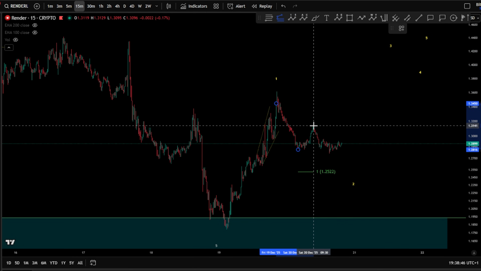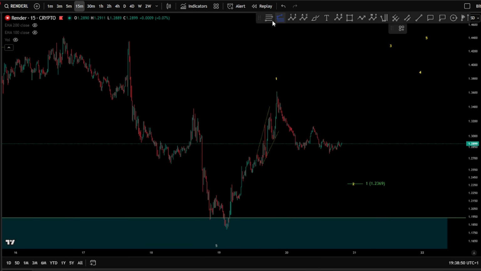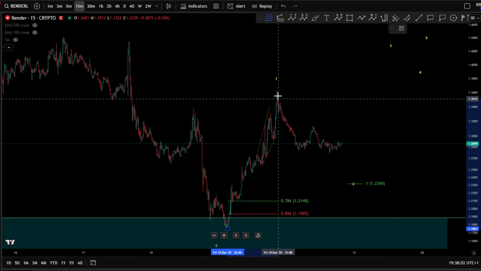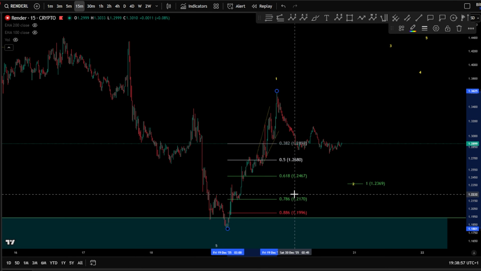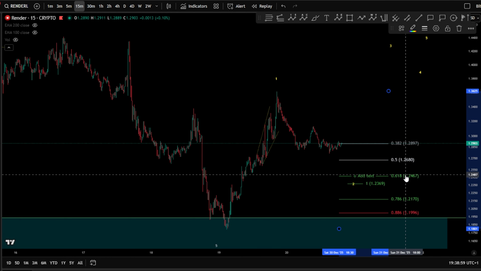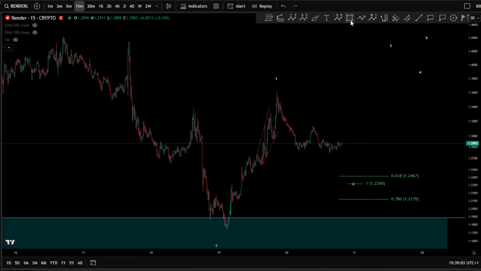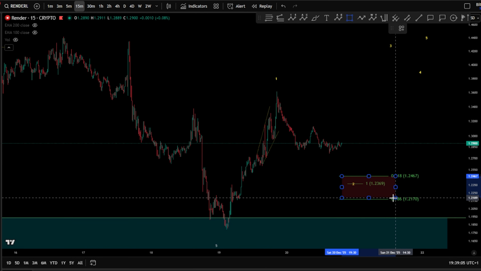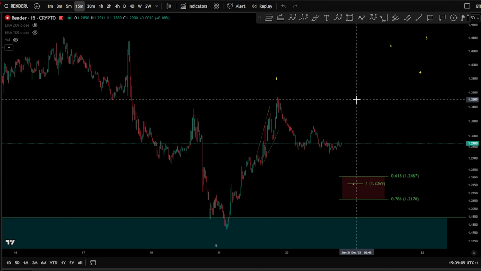Let me check the 1-to-1 fib level taken from the wave A here. So, yeah, very likely. And in confluence for a wave 2, we might also get this area. Yep, so we might get the 0.618, 0.786 there as a testing area for a 1-to-1 fib level in precision. Yep, so in case this is going to happen.